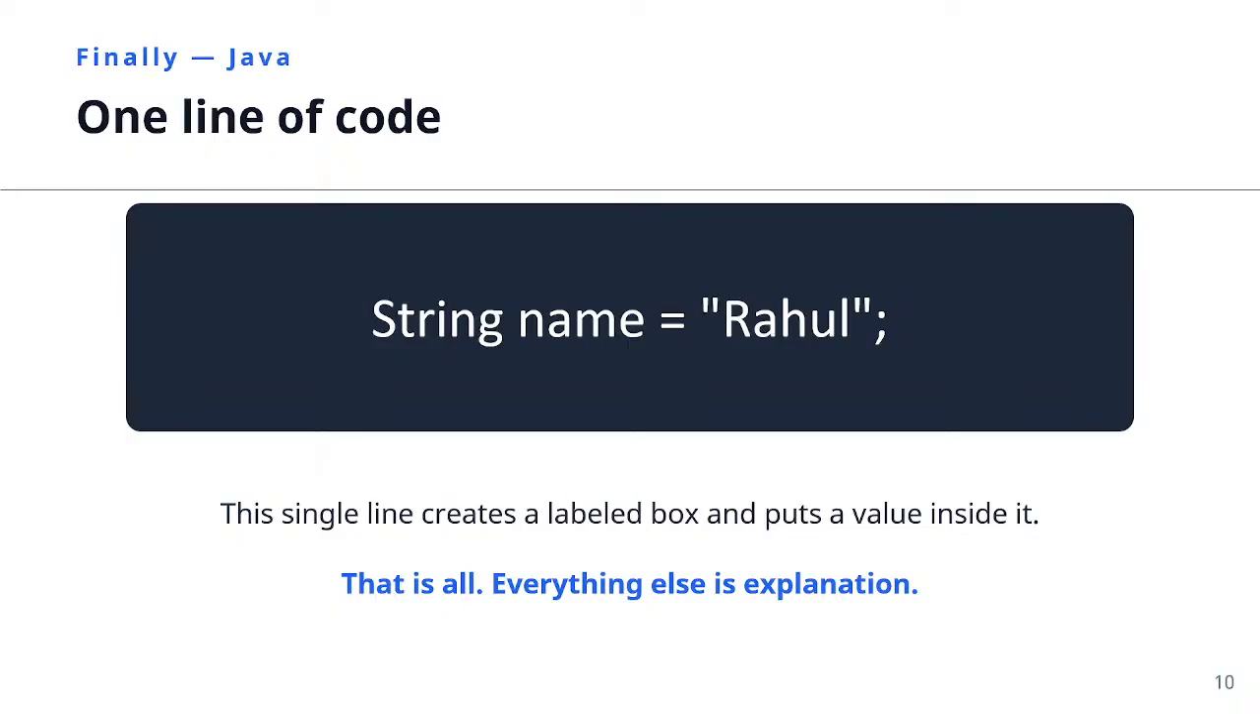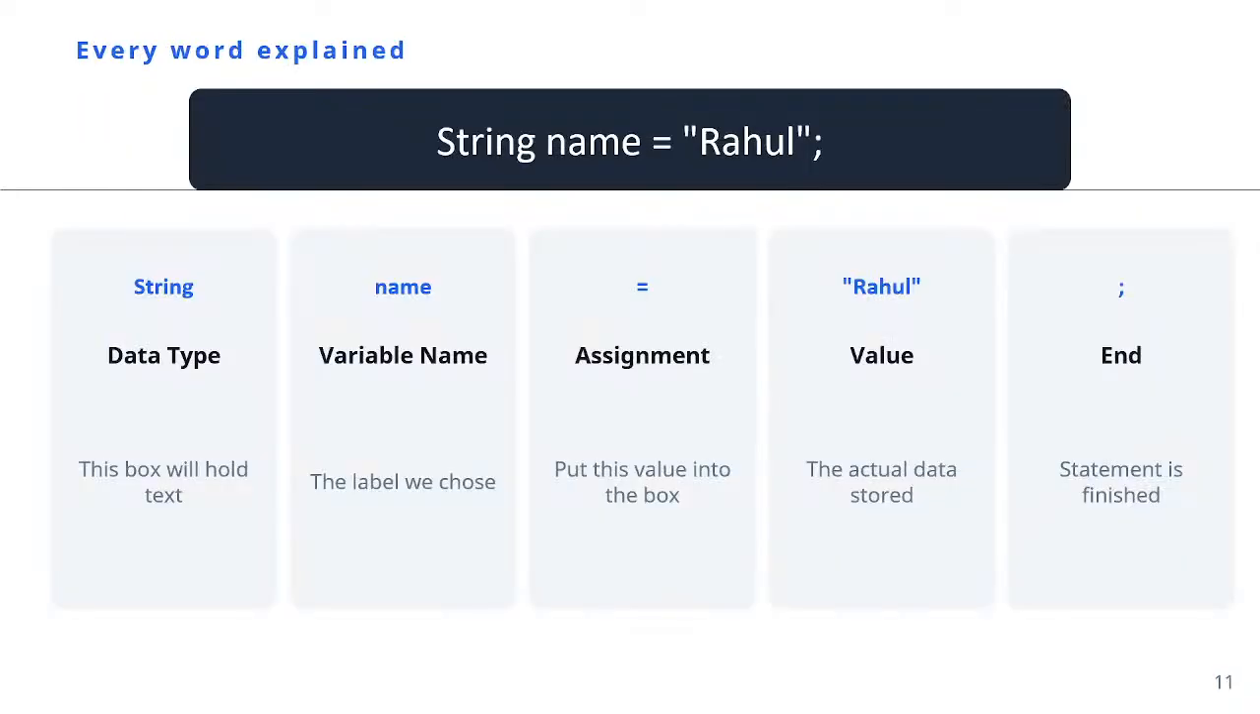Now we come to the actual Java code. Here is one single line that does everything: String name = "Rahul". This is one line that creates the box, gives it a name, and puts the value inside it. This is how you write code. You first say the data type, then the variable name, then you assign it through an equal sign, then you put a value inside it, which here is Rahul. Let us understand every single word in this line.